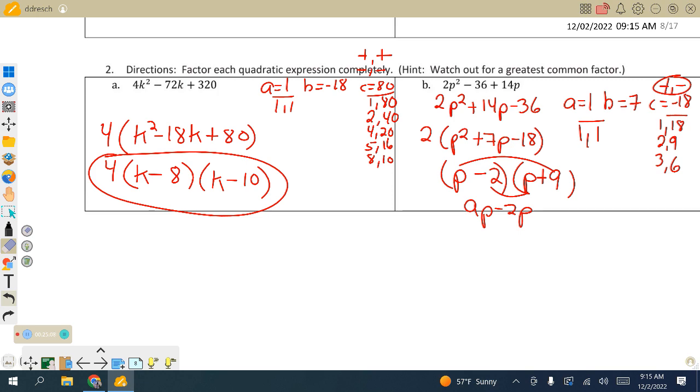We check out, all cool, but don't forget the GCF from the very beginning. As you can see in my directions, it says factor completely. That means bringing out that GCF and carrying it along with you. All right, let's flip it. Let's do a few more here, again with the GCF.